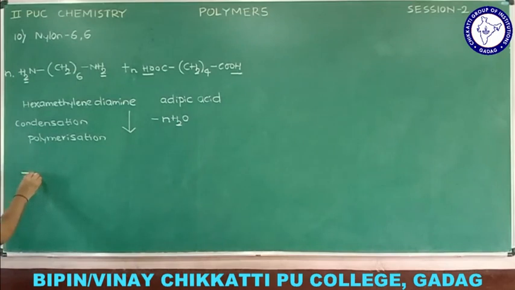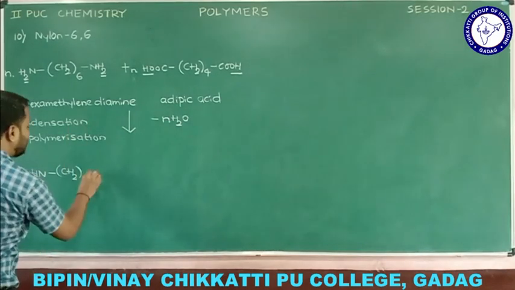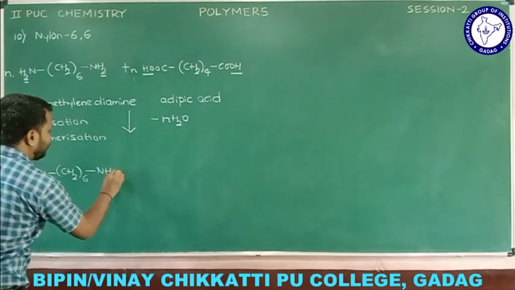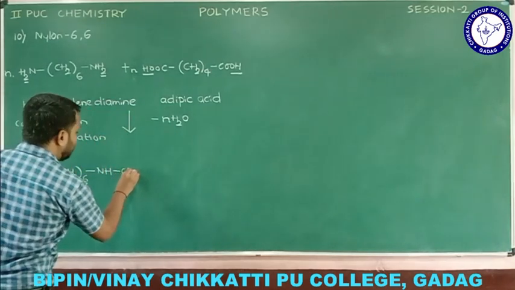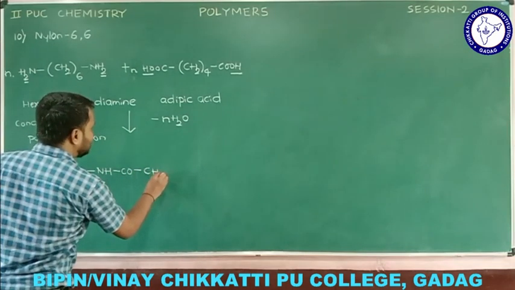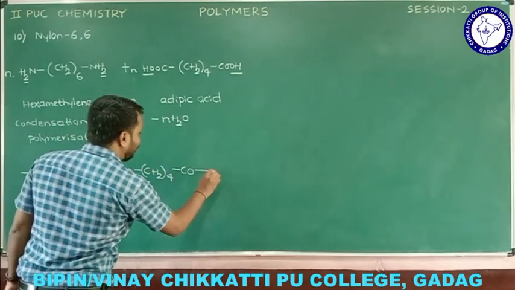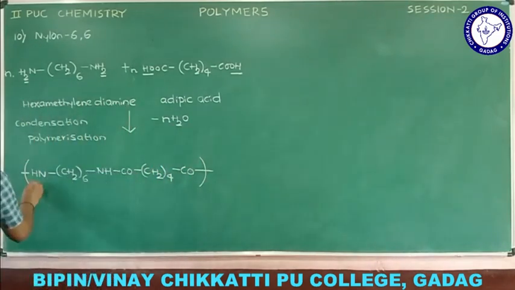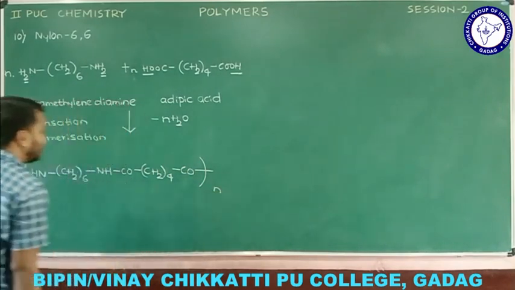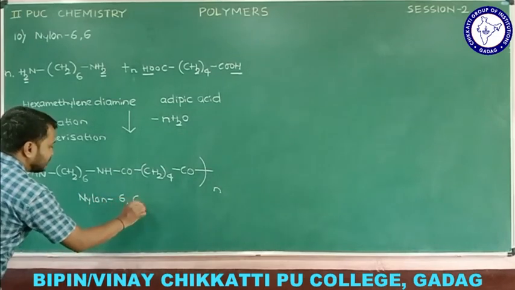So what I'm going to get here is bond NH we have, okay, and CH2 6 times, then 1 H is removed, therefore NH we have, OH is removed, CO, or you can write OC, the same thing, and we have what actually CH2 4 times, and OH is removed, CO, and the bond we have, and the braces with the subscript n, and what is this actually? That will be nylon 6,6.